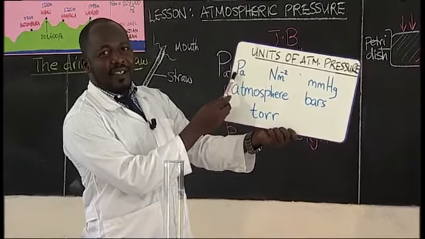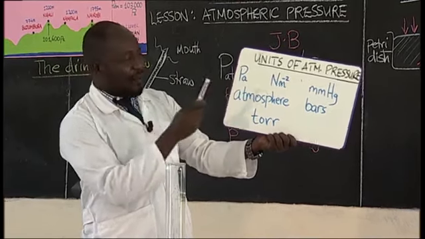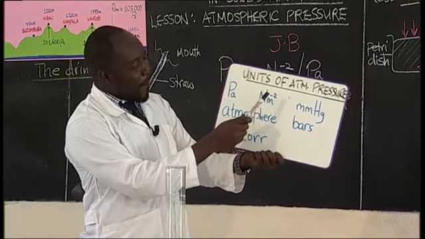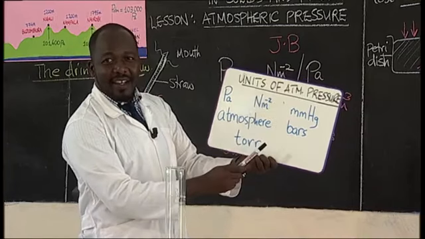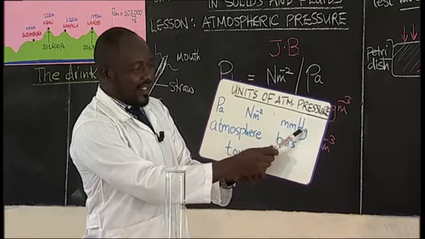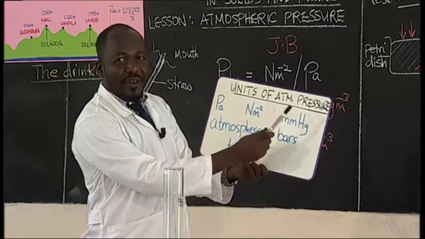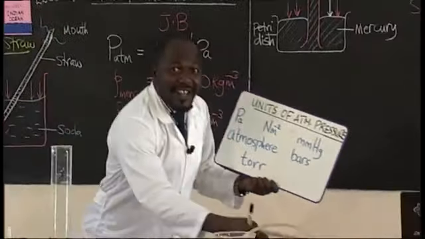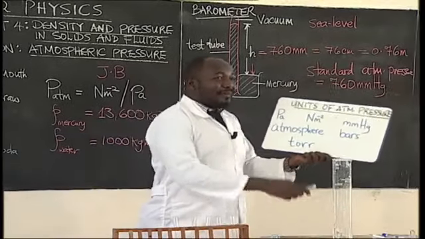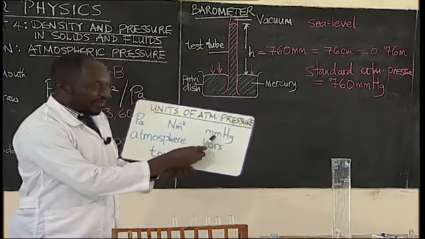What is this one? PA. Remember, it stands for Pascal. What about this one? Newton per meter squared. What about this one? Millimeters. In chemistry, Hg is the chemical symbol for mercury. So this is millimeters of mercury. Remember, that's what we have just seen right now? It is here. Millimeters of mercury.